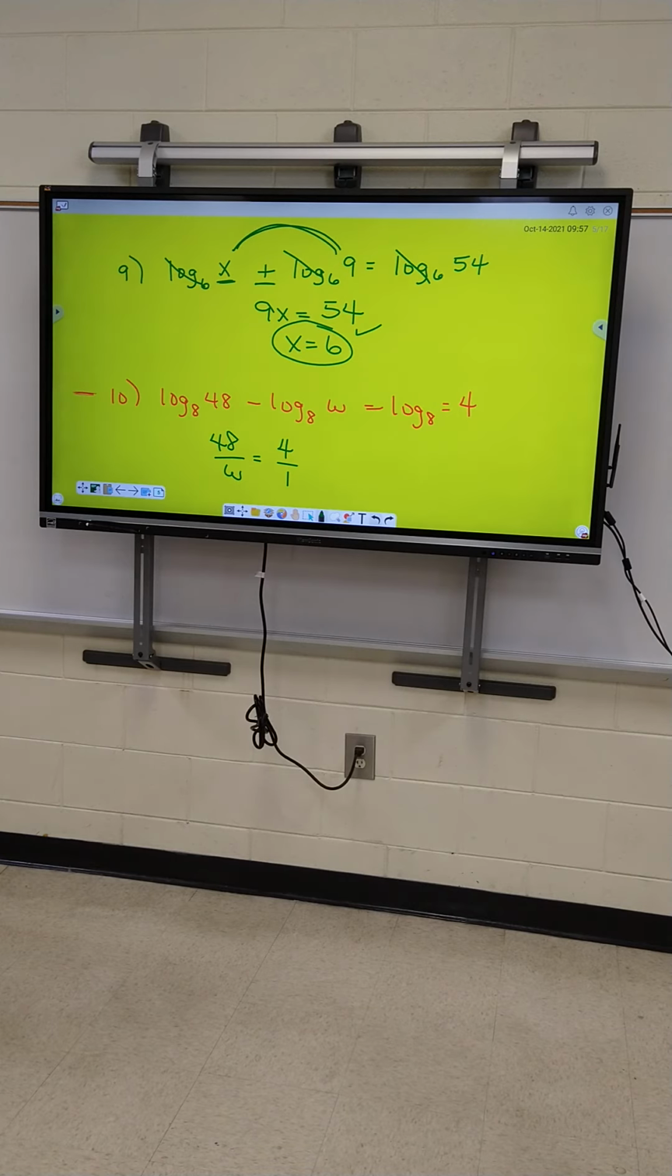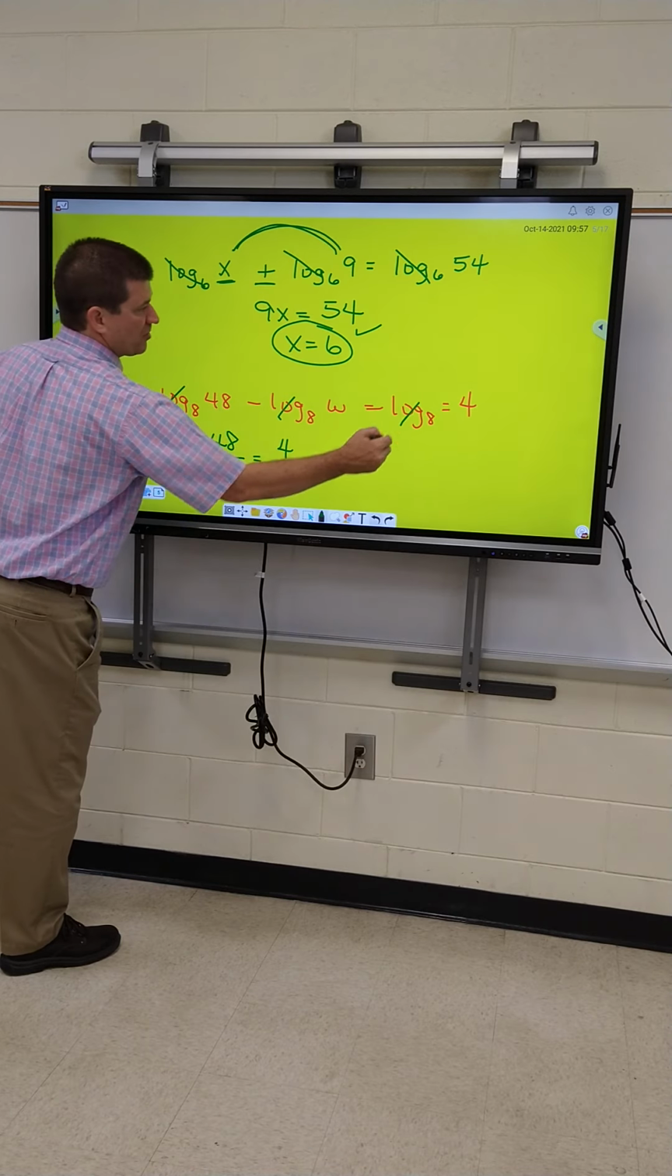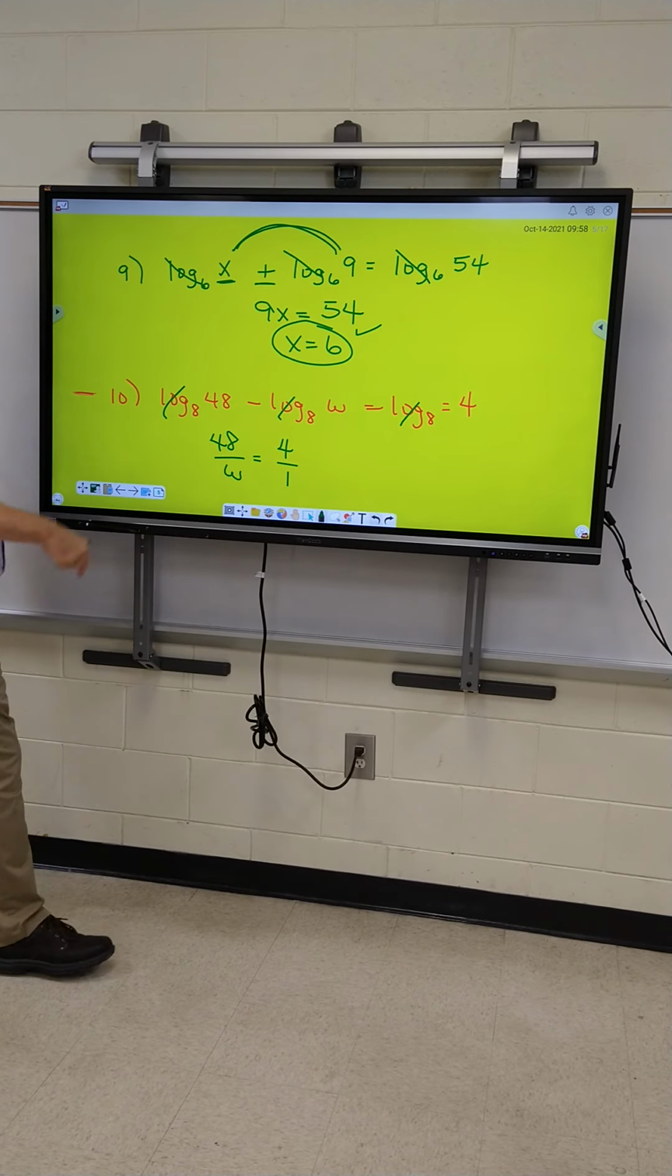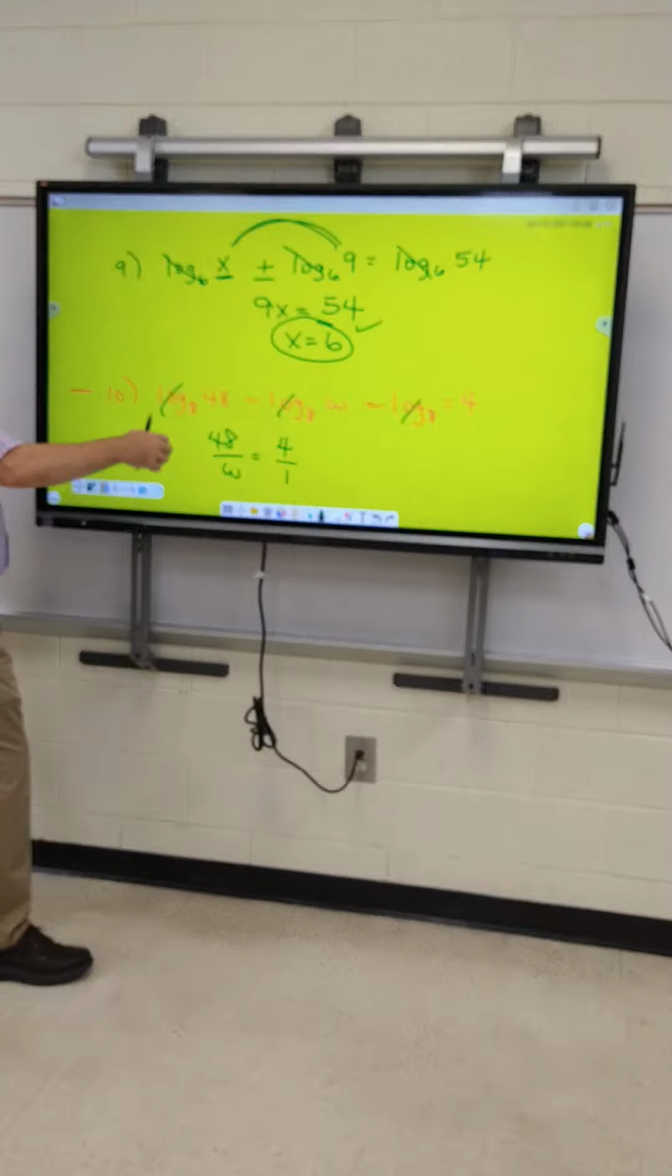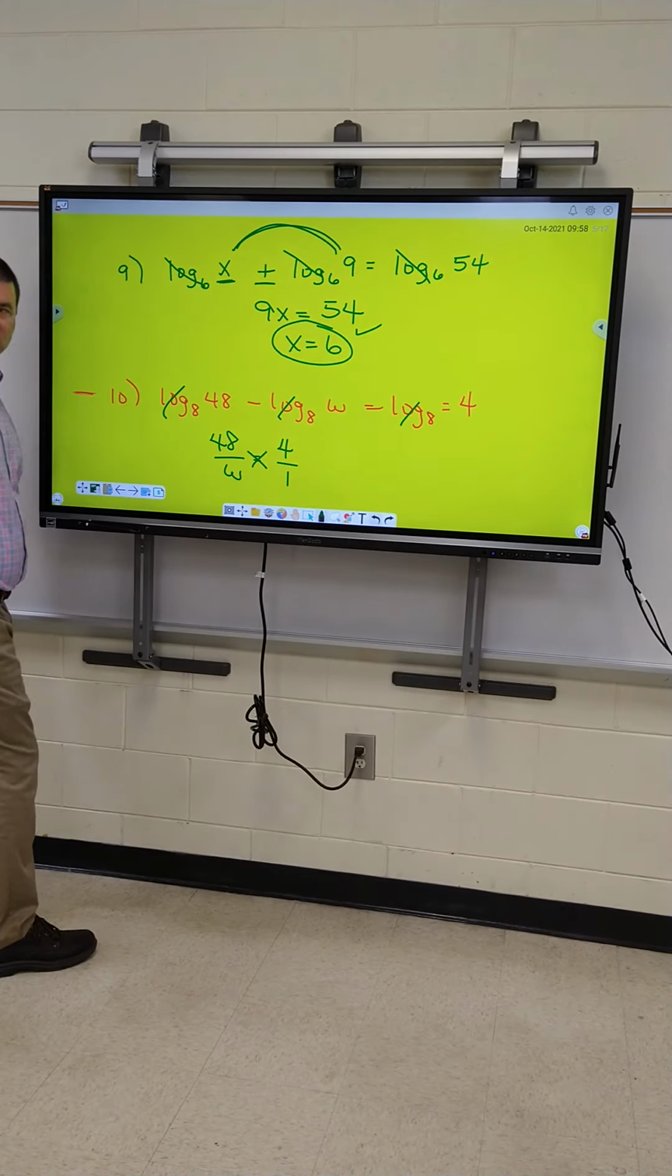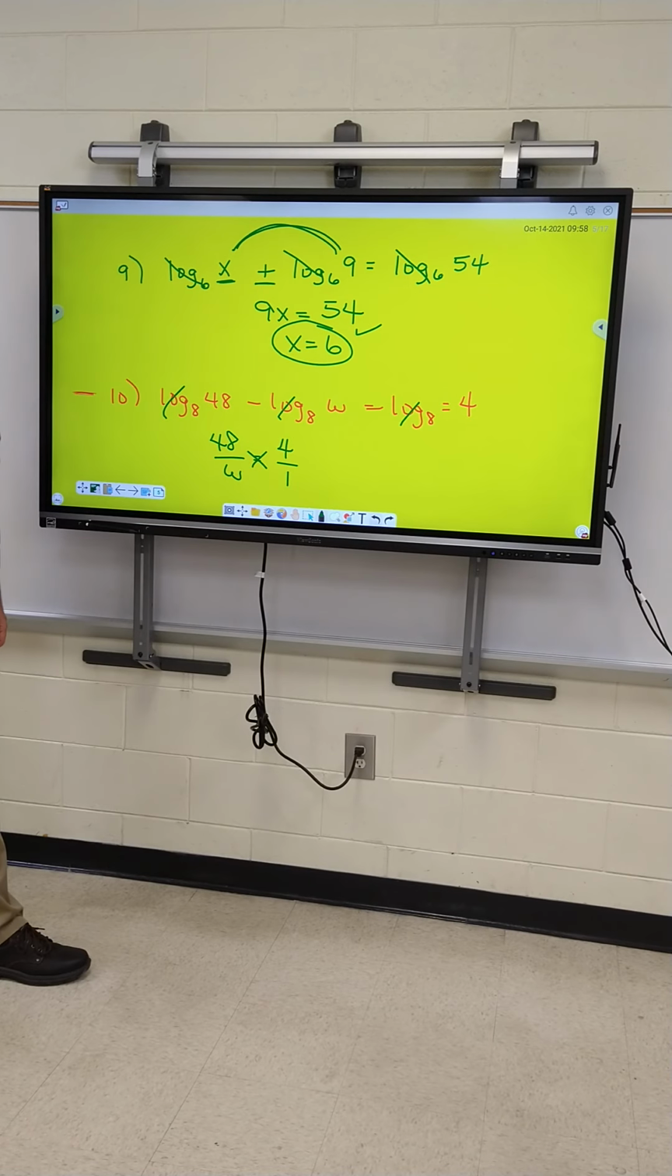Any question about how we set it up? You mark out your logs because they're all the same. Minus in between, so we divide. You could find a common denominator, but when it looks like this, Graham, you can just cross multiply. So y'all just cross multiply and divide on that one.